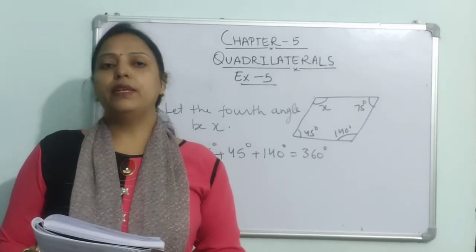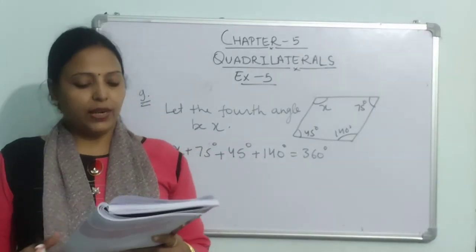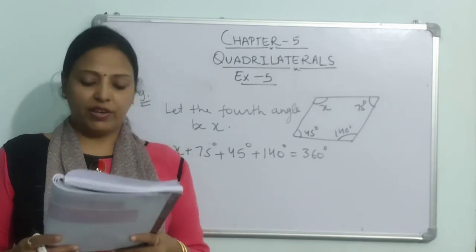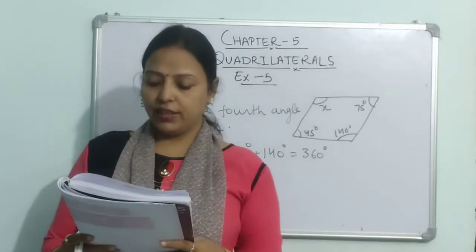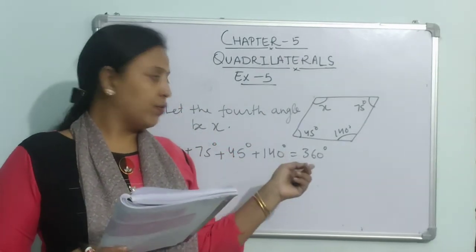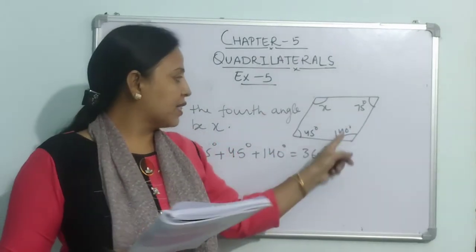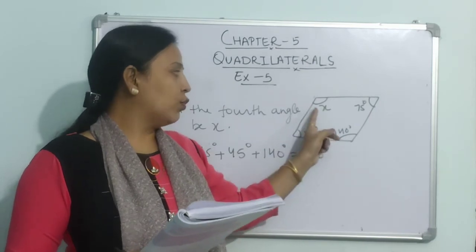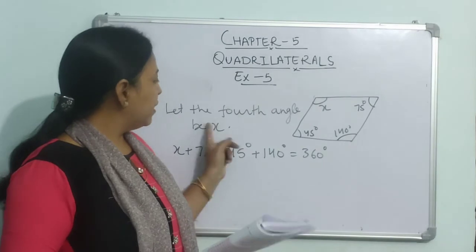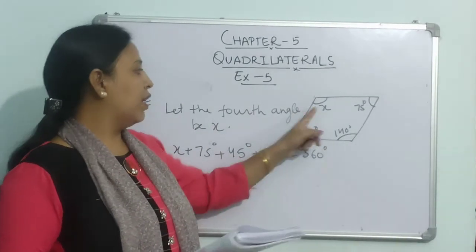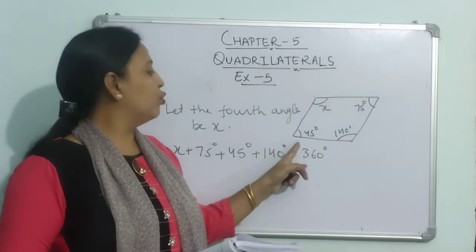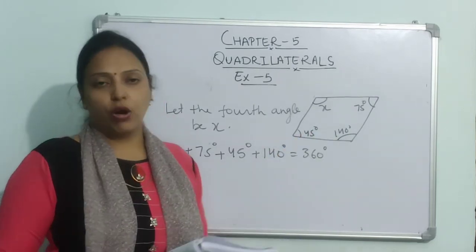Now question number 9. If three angles of a quadrilateral are 45 degree, 75 degree and 140 degree, find the fourth angle. So I have drawn here a diagram of a quadrilateral. Three angles are given and you have to find the fourth angle in this. So here let the fourth angle be x. We will assume that the fourth angle is x, and now we will use the angle sum property of a quadrilateral.